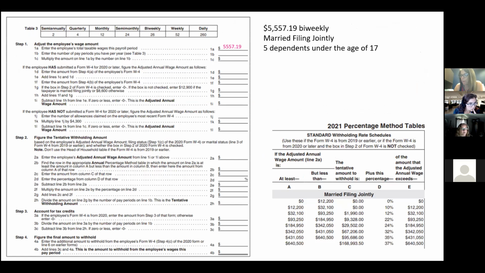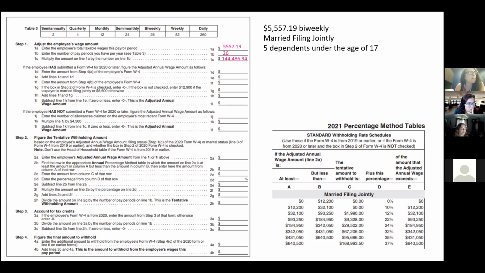1B is the number of pay periods. So we're going to get 26 because this is a biweekly payroll. Line 1C, we're going to multiply those together to get an annual amount. So annually, this person is going to make $144,486.94 if this scenario happened every single pay period of the year.